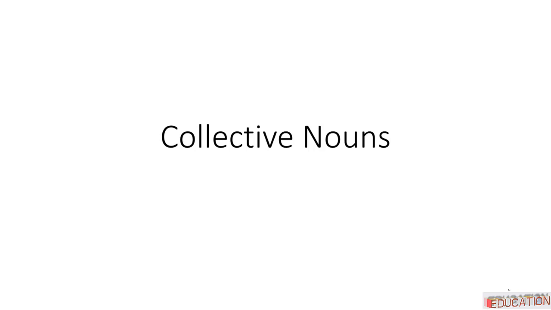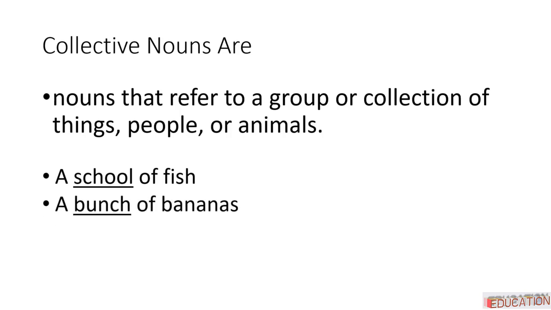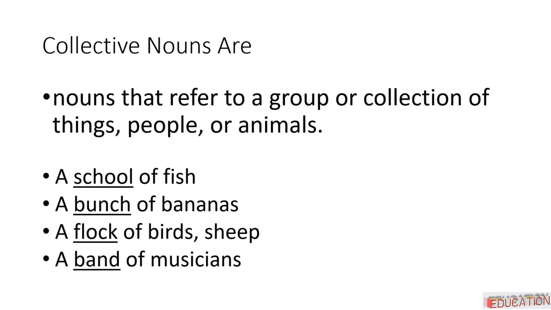This short lecture looks at collective nouns. Collective nouns are nouns that refer to a group or collection of things, people, or animals. For example, a school of fish, a bunch of bananas, a flock of birds, or a flock of sheep, a band of musicians, a gang of thieves. Now there are many more collective nouns, these are just examples.